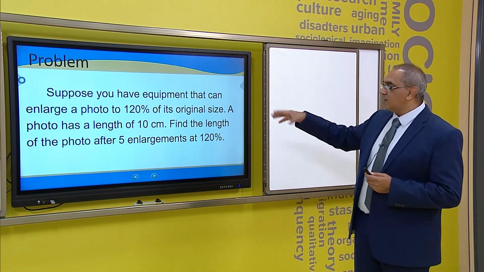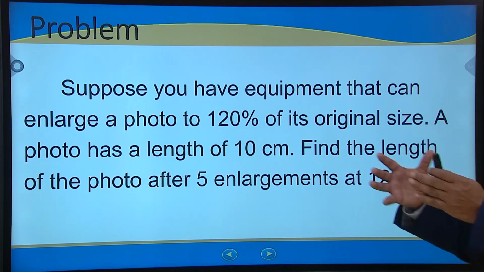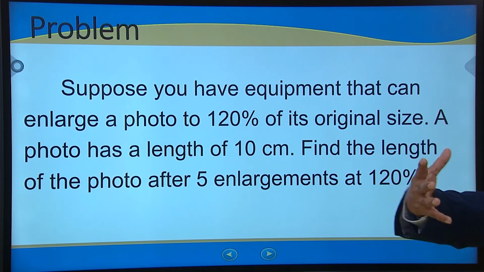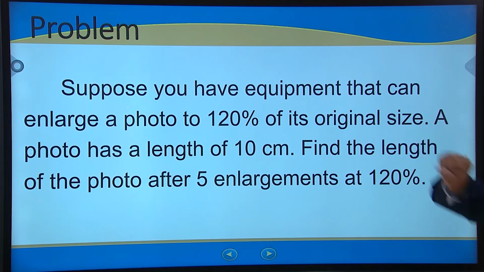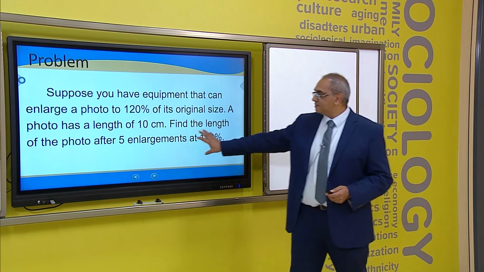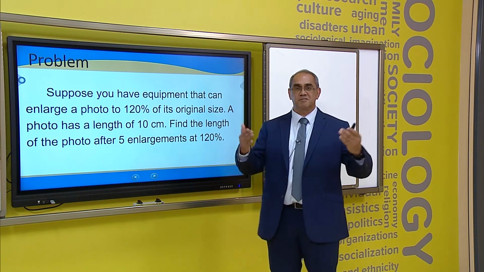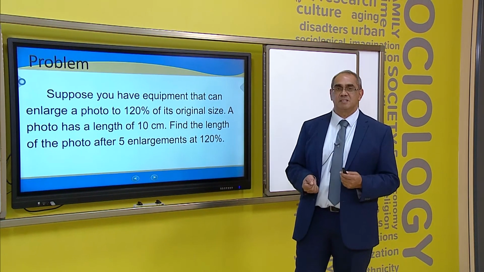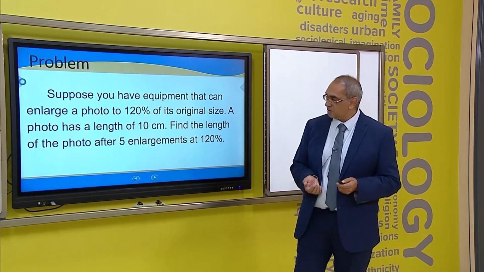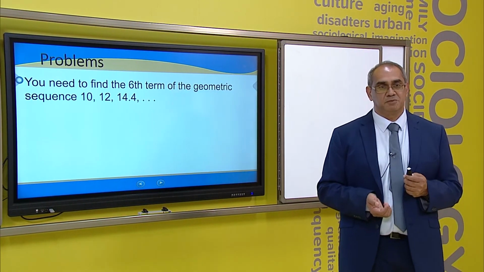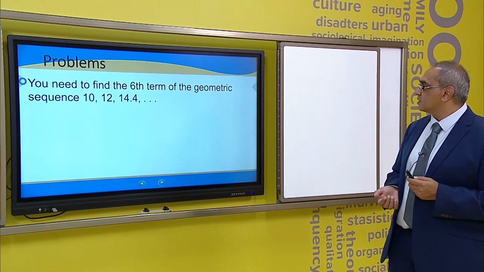Okay, we are not adding 120% each time. We are multiplying it. We're taking it and making it that much bigger. So we are talking about a geometric sequence. So we start at 10 and we want to find out after 5 times. So I enlarge this photo 5 times over. How big is that photo going to look? Okay? So I can use the formula for this geometric sequence.